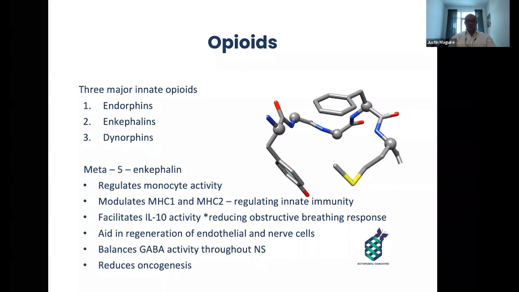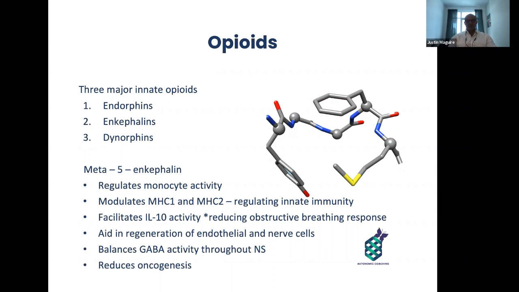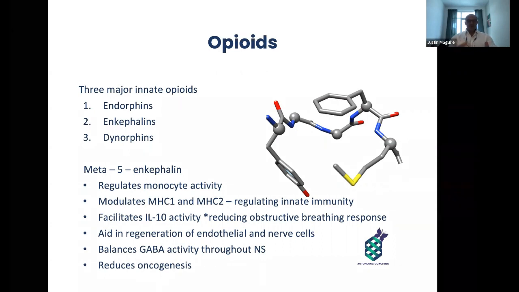Okay, it's like the antigen presenting components of our antibodies. It helps to modulate the sensitivity and the recognition of these particular parts of our antigen presenting cells. Facilitates interleukin-10 activity, which reduces obstructive breathing response. Okay, it also helps to relax the bronchioles, induce better respiration, and improve not just vasodilation, but also breathing rhythm. Aids in the regeneration of endothelial and nerve cells. Okay, balances gamma-aminobutyric acid activity throughout the nervous system.